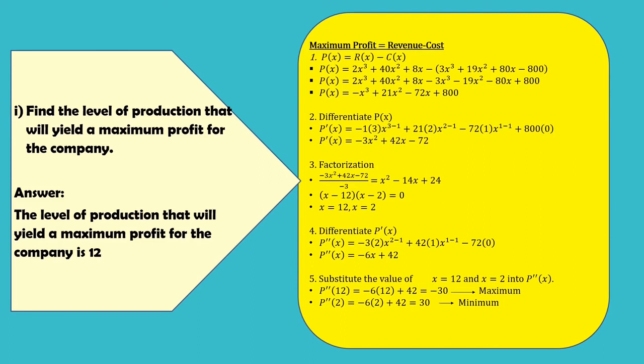In order to get the confirmation of which level can maximize the profit, we need to do the second derivative and we'll get negative 6x plus 42. Then substitute the values of x in the second derivative to know which one is maximum or minimum, where we get negative 30 at production level of 12 and 30 at production level of 2. Since the second derivative is negative or less than 0, the level of production that will yield a maximum profit for the company is 12.